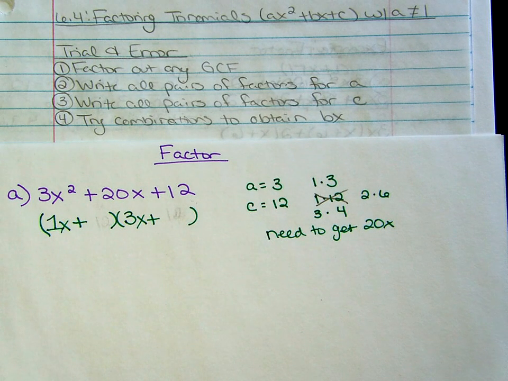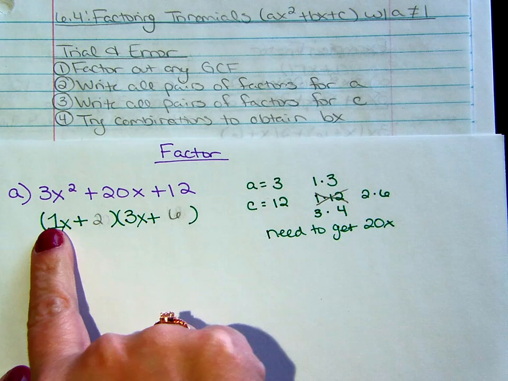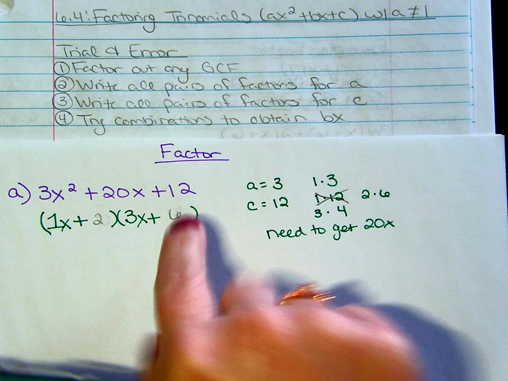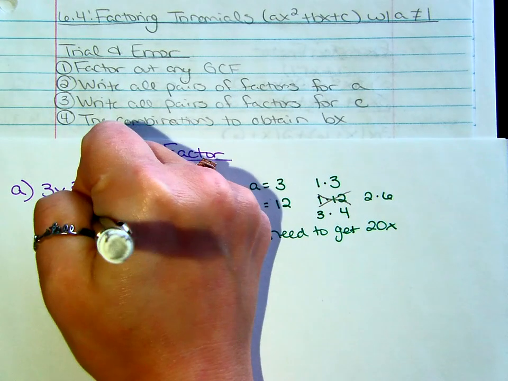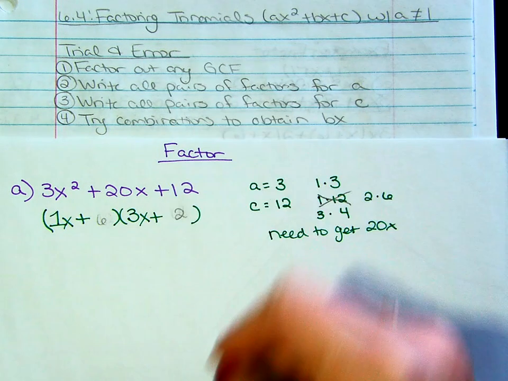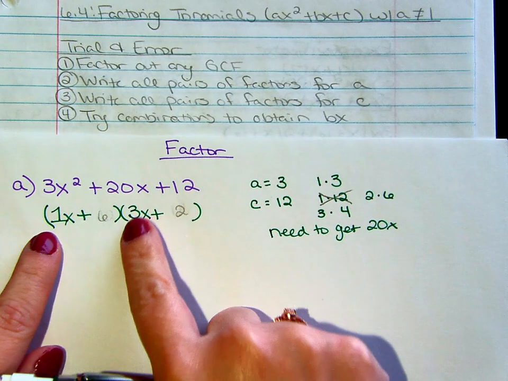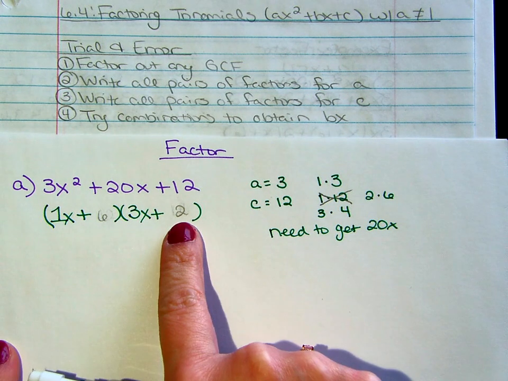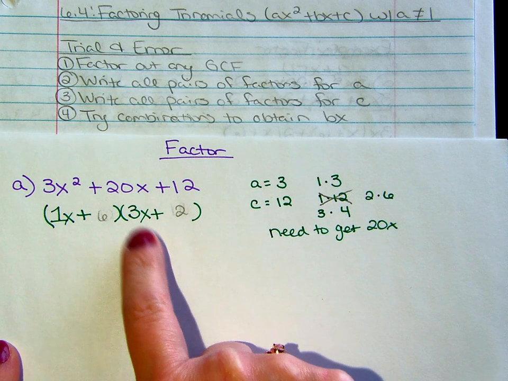Then we can try 2 and 6. 1 times 6 is 6. 2 times 3 is 6. That'll give me 12. That doesn't give me 20. So I'm going to switch them again. That's what's different about 6-4 versus 6-3. In 6-3, if we tried it and it didn't work, we knew it didn't work. But if we try it here, because we have not just ones up here, we have to try it both ways. So here I have 1 times 2 is 2. 6 times 3 is 18. That does add up to 20. So this would be my factor.